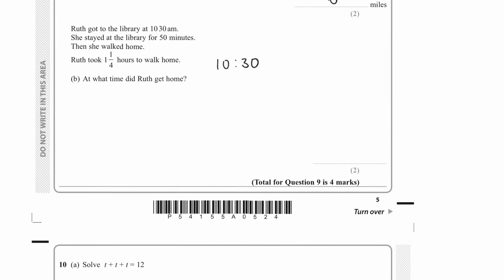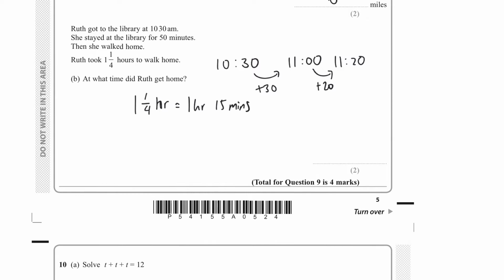So adding 30 minutes would get us to 11. And then we've only added 30 out of the 50 minutes. We need to add the extra 20 to make our 50 minutes. So that means she stayed at the library till 11:20. It says that she took an hour and a quarter to walk home. So an hour and a quarter is equivalent to 1 hour and 15 minutes.